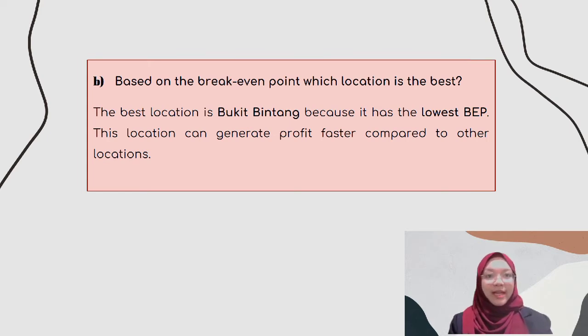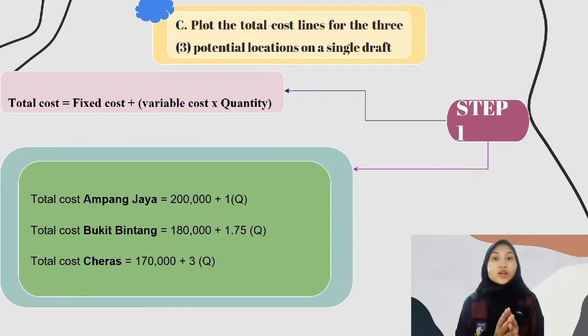The lowest BEP is chosen as the best location, to establish the number of output for the firm to cover sufficient cost incurred. The question for part C is to plot the total cost of the 3 potential locations. The formula for total cost is fixed cost plus variable cost multiplied by quantity.